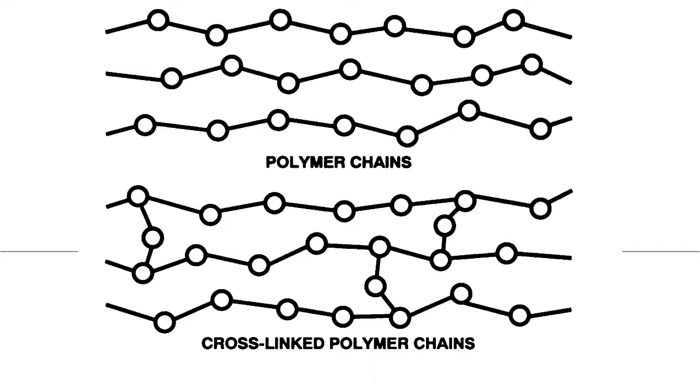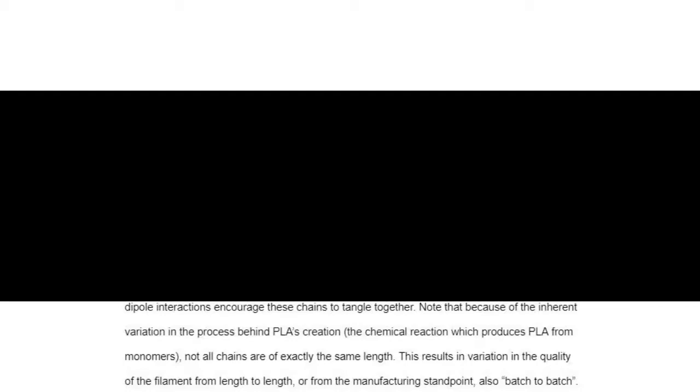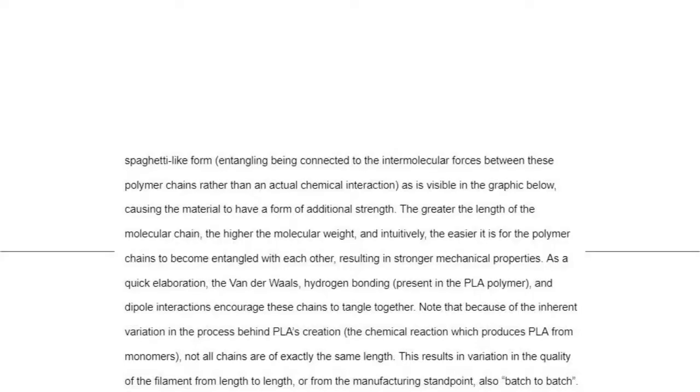Note that because of the inherent variation in the process behind PLA's creation, the chemical reaction which produces PLA from monomers, not all chains are of the exact same length. This results in variation in the quality of the filament, thinking back to 3D printing, from length to length, or from the manufacturing standpoint, also batch to batch.